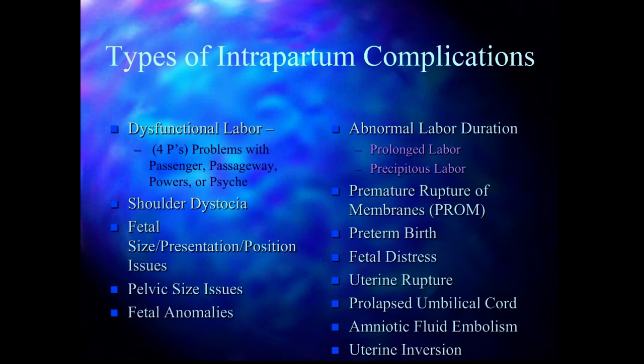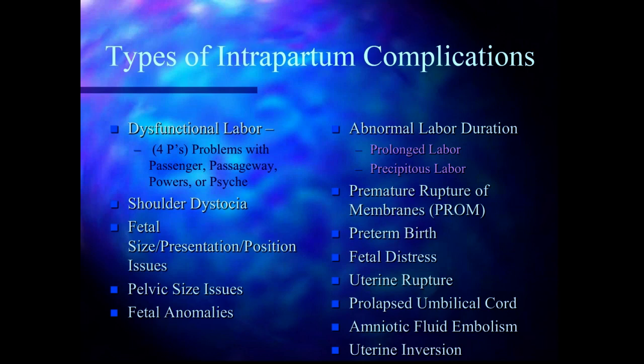Types of intrapartum complications, this is the big list, and we're going to focus on some of these. First of all, any kind of dysfunctional labor. We think about the 4 Ps, the passenger, the passageway, the powers, and the psyche. So any kind of problem in any of those areas. Shoulder dystocia, which is difficult delivery of the shoulders. Fetal size and presentation position issues, pelvic size issues, fetal anomalies.